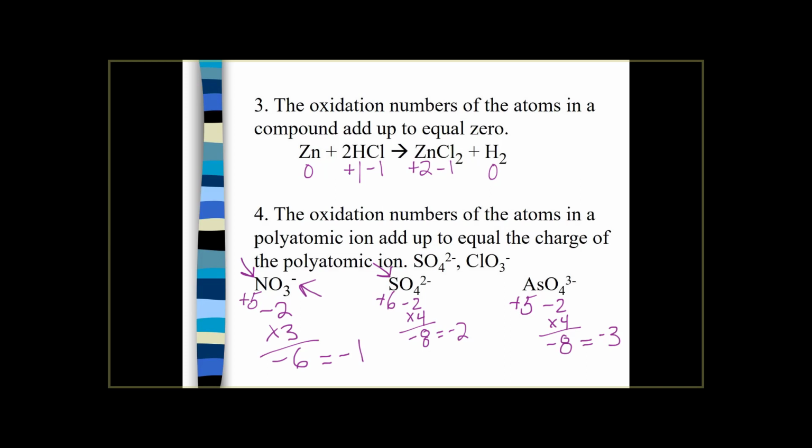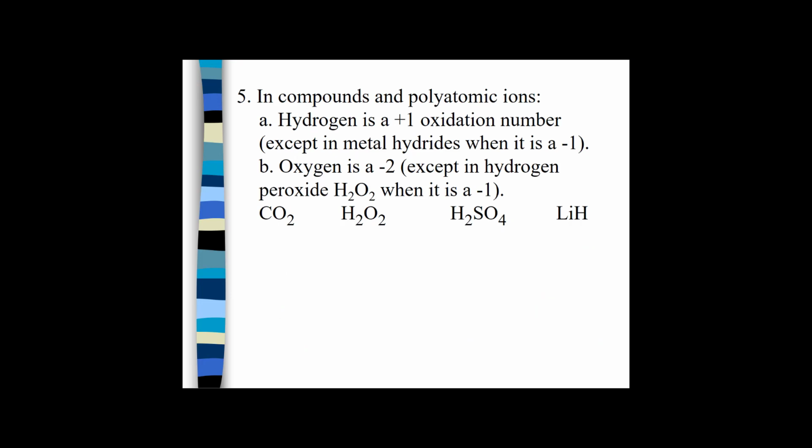So you'll see that nitrogen and sulfur, when they're in a polyatomic ion, they can have very different oxidation numbers. And you really can't memorize it. You just have to look and see what it is bonded to. And in this case, in both of them, it's bonded to oxygen. So oxygen has a -2 charge, and then you can just figure it out from the polyatomic ion charge and the oxygen oxidation number. All right, rule number 5.